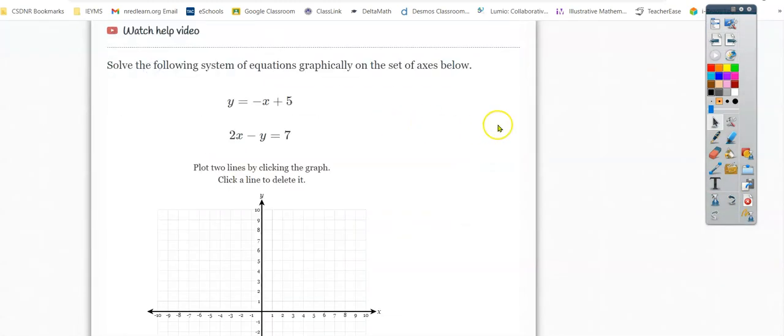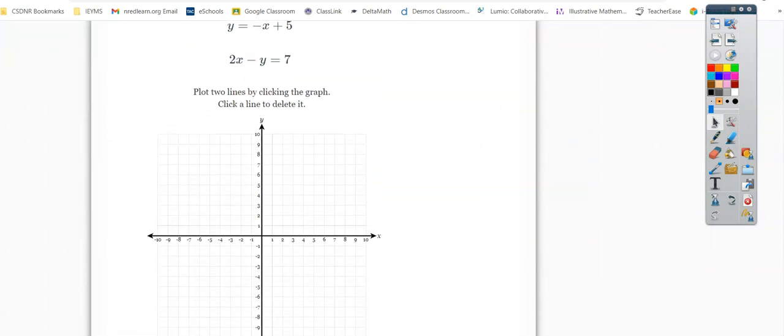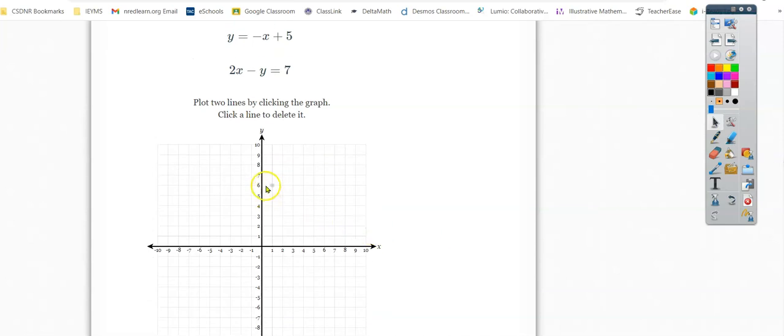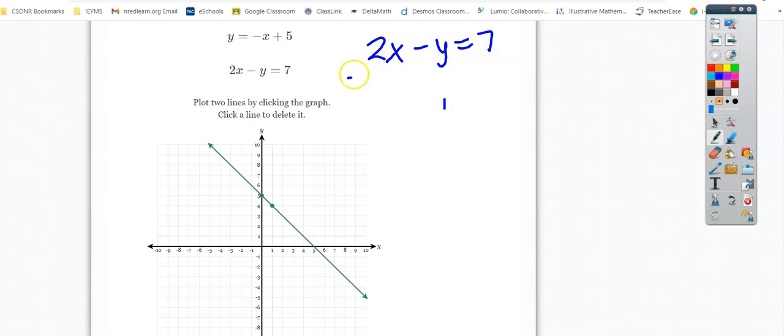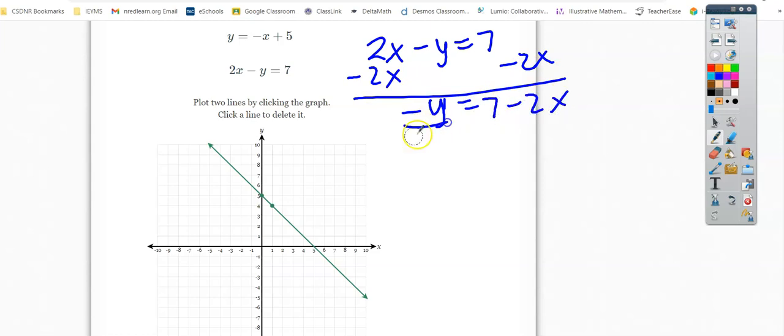Let's do one more. Alright, the first one does not need to be manipulated, so I'm going to graph it right away. 5, and then -1, +1. So that's my first equation. My second equation, 2x minus y equals 7. Subtract 2x. Minus y equals 7 minus 2x. Divide everybody by -1.